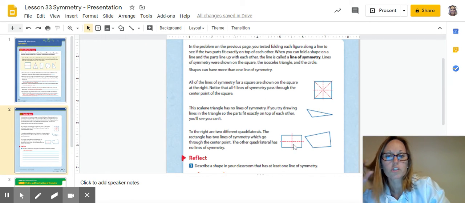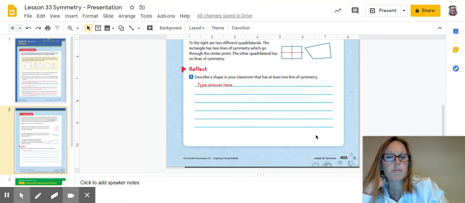To the right are 2 different quadrilaterals. The rectangle has 2 lines of symmetry because you can go horizontal and vertical, and when you do that, the shapes will match up. But the other quadrilateral has no lines of symmetry because of this odd shape out here. If you were to draw a line here and fold it, it would not match up exactly.